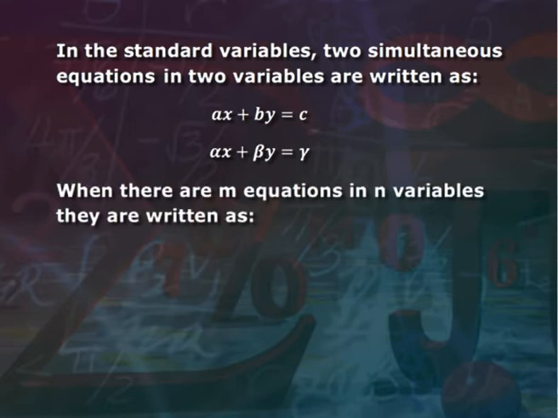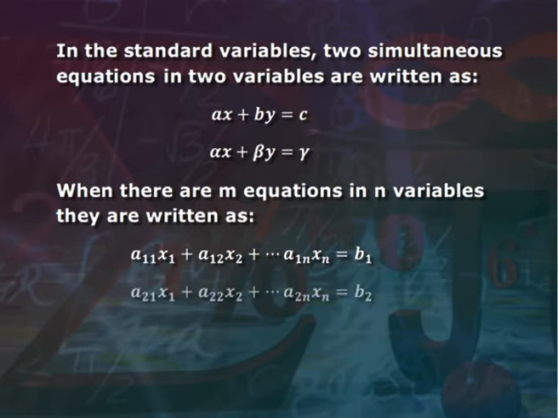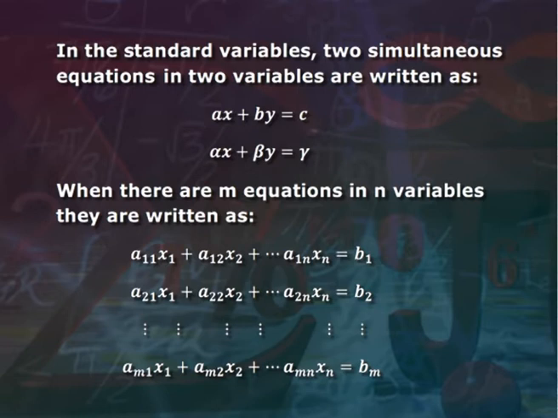When there are m equations in n variables, they are written as A11 x1 plus A12 x2 up to A1n xn equal to B1, A21 x1 plus A22 x2 up to A2n xn equal to B2, up to Am1 x1 plus Am2 x2 up to Amn xn equal to Bm.